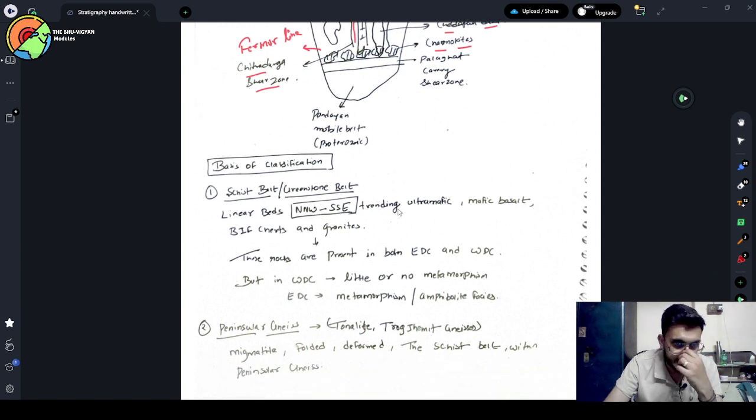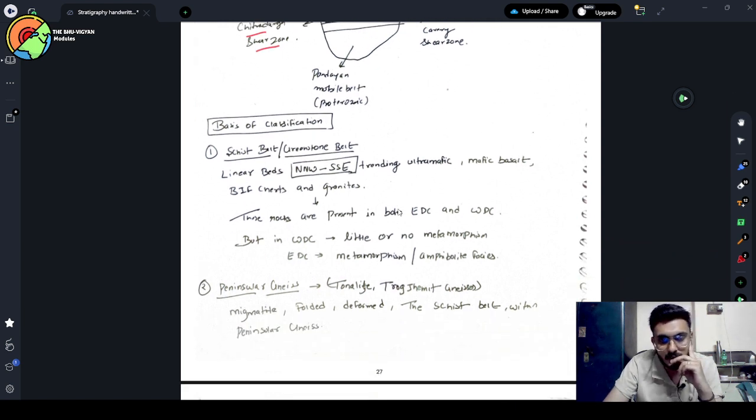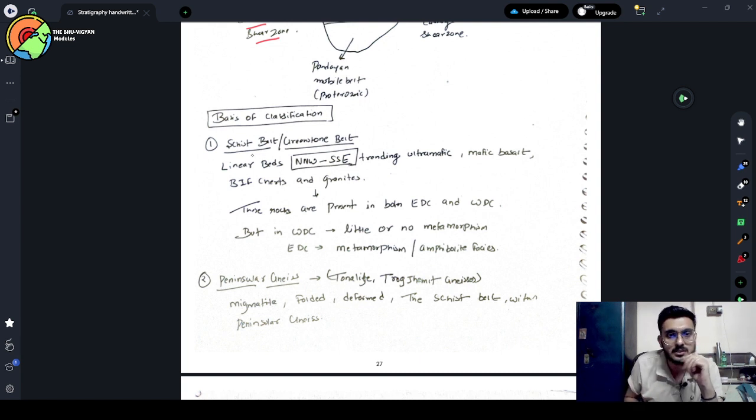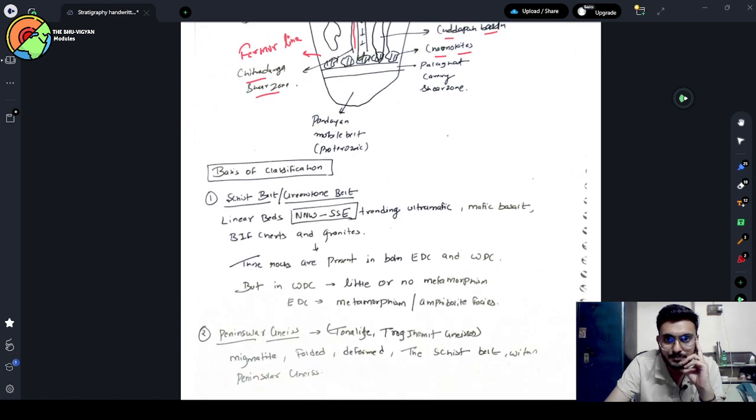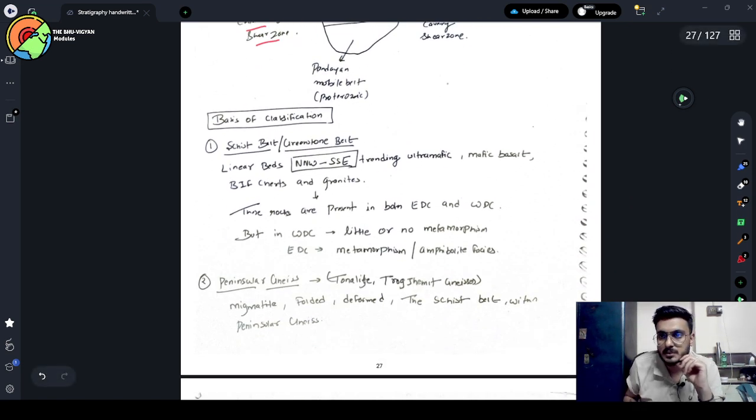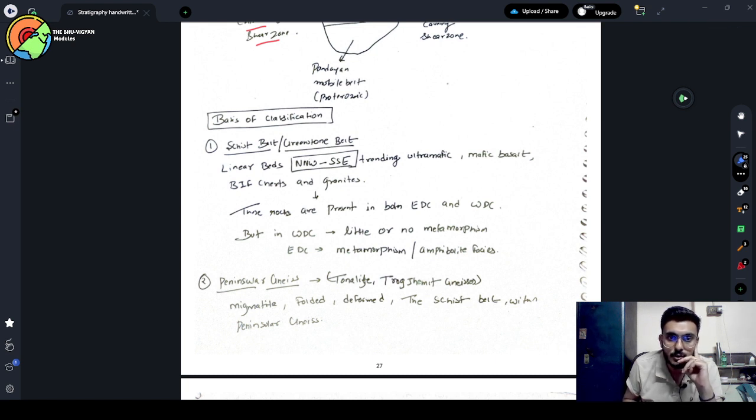Now, the basis of classification: how have we classified the eastern and western Dharwar Craton? So the first one is the schist belt. You can see different schist belts are present here. So what is this schist belt? These are linear belts whose trend is north-northwest and south-southeast. Ultramafic rocks, basalt, BIF, cherts and granites are also present. These rocks are present in both EDC and WDC. So your schist belt is present in both the eastern and the western Dharwar Craton.